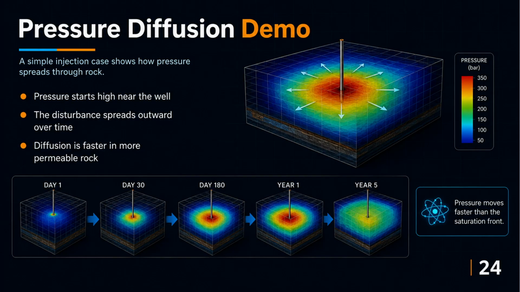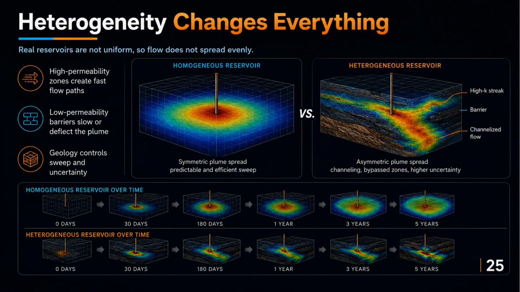Now that we understand pressure diffusion, let us move to heterogeneity, which changes everything. Real reservoirs are heterogeneous. This means rock properties vary from place to place. Permeability may be high in channels and low in shale layers. Porosity may change with depositional environment. Faults may act as barriers or conduits. Fractures may create fast pathways. Heterogeneity is one of the main reasons reservoir simulation is necessary.